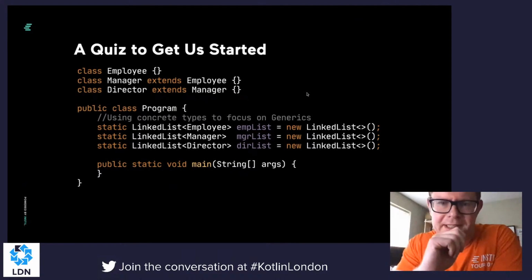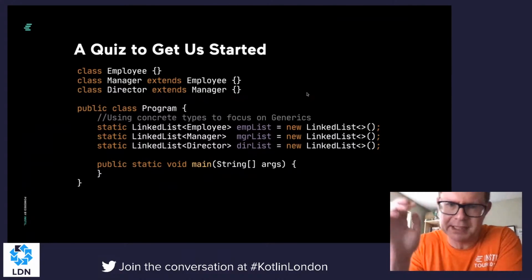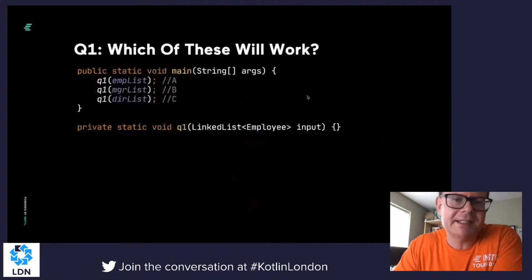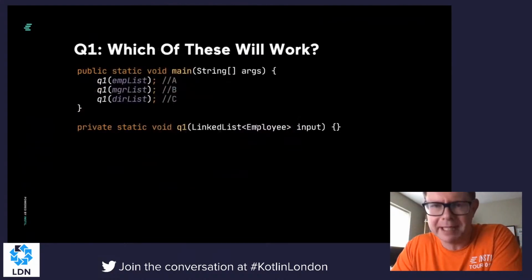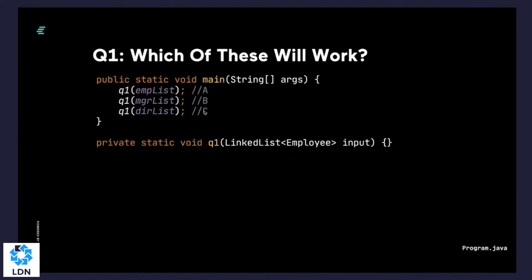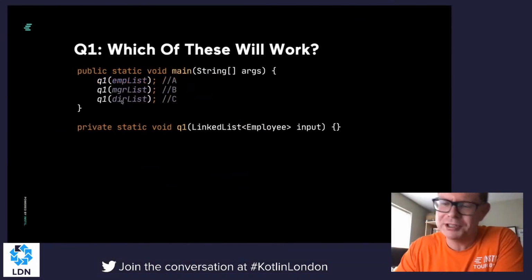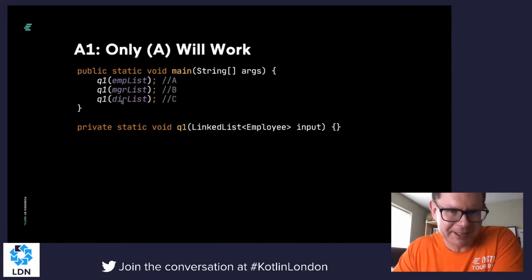So emp list is going to be a linked list of employee, manager list, linked list of manager, dir list, linked list of director. And let's say we've got this function here, Q1, and we're passing in a linked list of employee, and we've got these 3 calls here, A, B, and C. So A, we're passing in the emp list, B, the manager list, C, the director list. If you ask a bunch of Java or Kotlin developers without them knowing it's a trap, which of these will work, they'll say all of them. But of course, if you've played with this before, you'll know that only A will work.